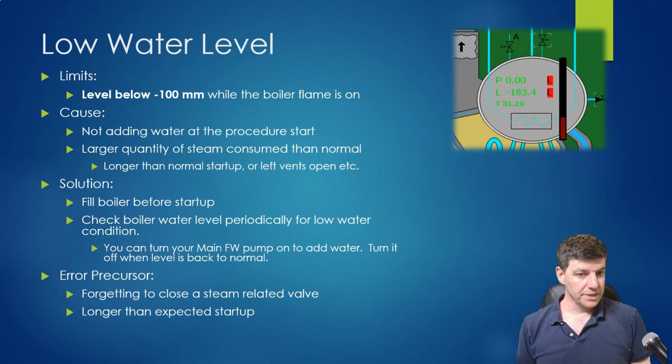Okay. And common error precursors for this: number one, if you forgot to close a steam-related valve. So if you find a valve that was left open, like a vent you forgot to close, that may have an impact on your water level, and you should think about going and checking it. Or, I couldn't figure out how to do this, I forgot this part of the procedure, and it took me a long time to think about it and run. If your scenario is taking longer than expected, that may lead to you losing water out of your boiler. So if either of those things happens to you, that's a trigger that you should take a look at your water level.